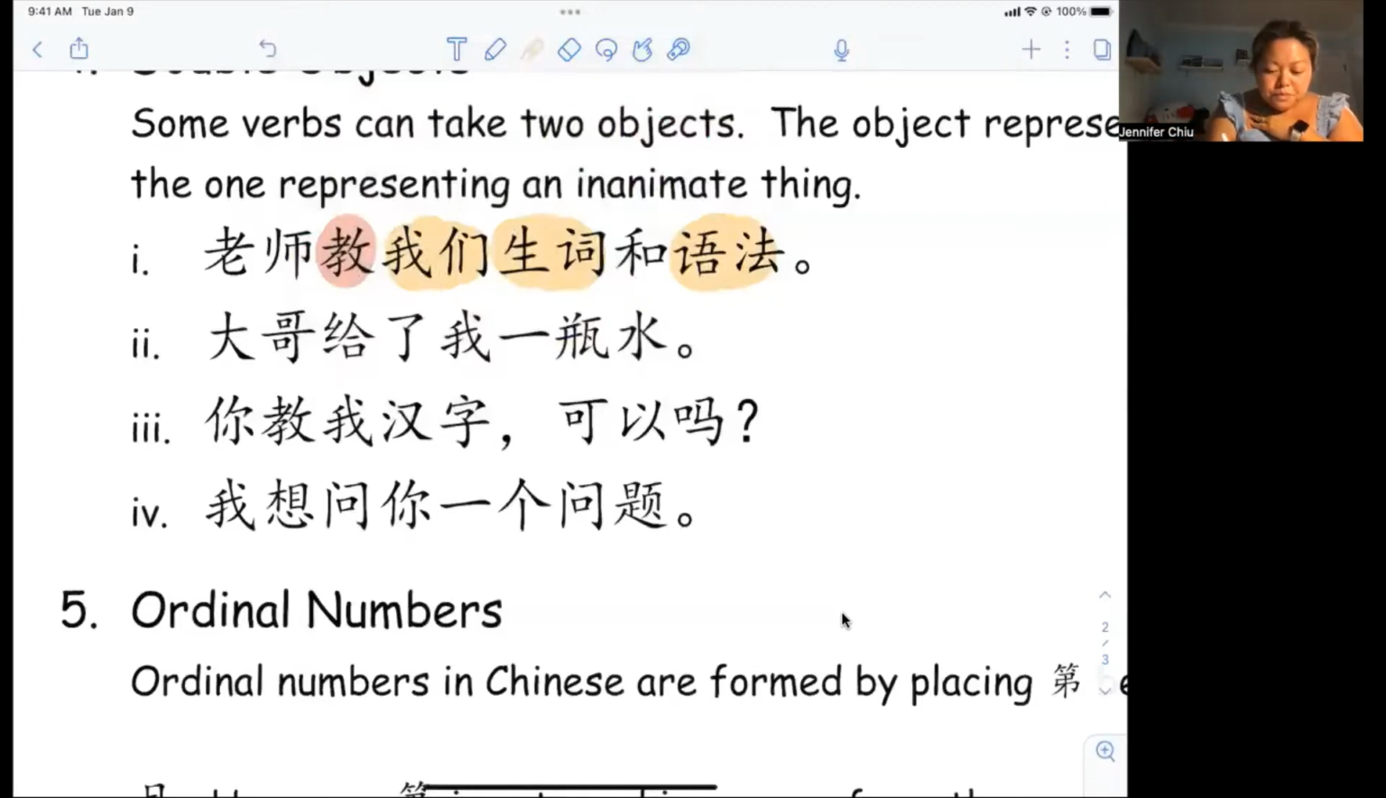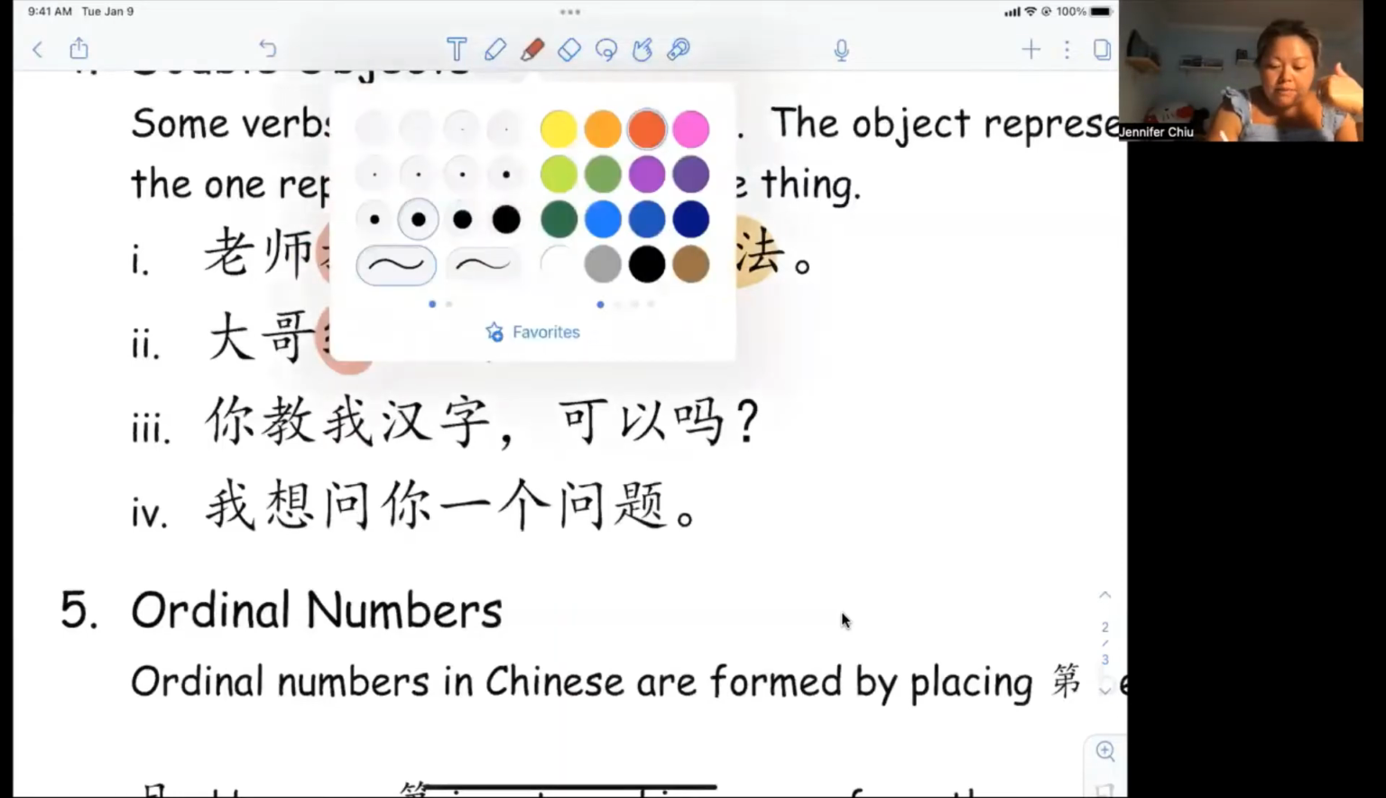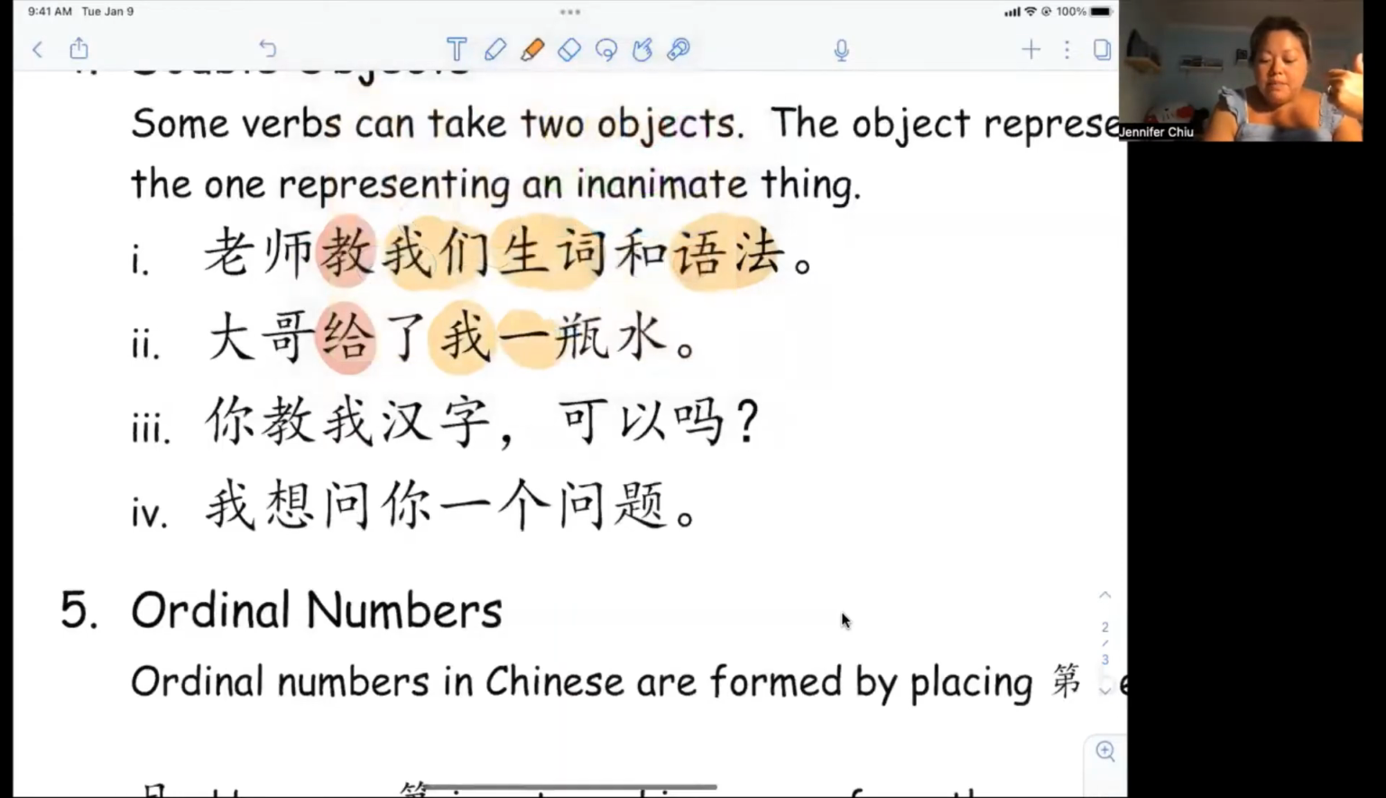All right, number 2. 大哥给了我一瓶水. So what is the verb? 给. So what did he give? 他给我. So me, I'm one of the objects, 我, and then 一瓶水, he gave me a bottle of water. Okay? All right. Next one. 你教我汉字可以吗? 教 is the verb. What are the two objects? 我汉字. Okay, so yes, highlight these as well. I forgot to mention that.